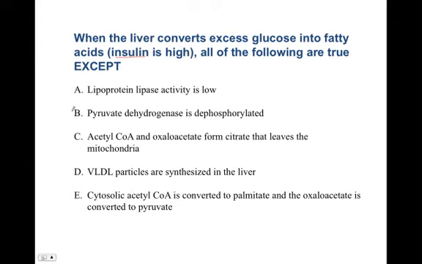Let's start at the bottom. Cytosolic acetyl-CoA is converted to palmitate, and the oxaloacetate is converted to pyruvate. This is true. Remember, citrate is being shuttled out of the mitochondria, cleaved via citrate lyase into acetyl-CoA and oxaloacetate. The acetyl-CoA is used to generate malonyl-CoA, and both are used in the synthesis of palmitate. And the oxaloacetate is converted back to pyruvate via malic enzyme, and this reaction generates NADPH.